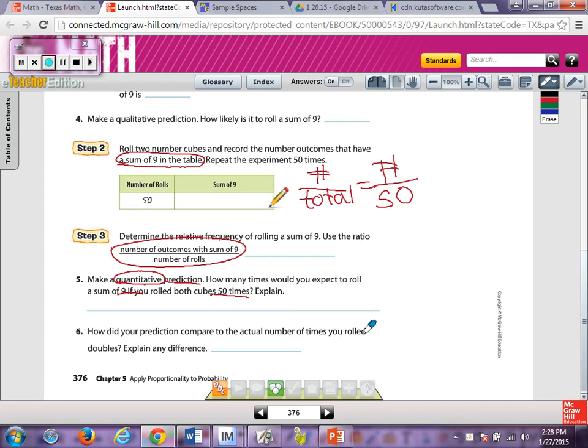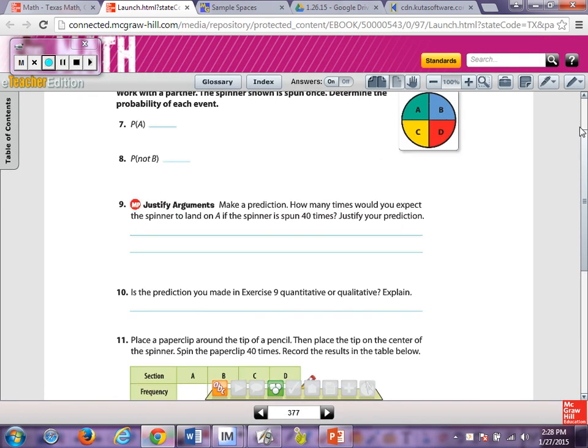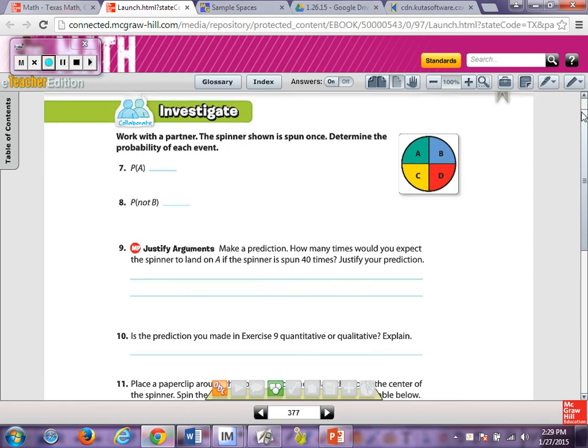Of course, if you have any questions about what this is really saying, you can ask us during class. After you complete this page, let's go on to the next one, and I'll move to the top. Up here, we have an investigation. You're going to work with a partner or by yourself, but a partner would be preferable. The spinner shown is going to be spun 1 time. Determine the probability of each of these events happening.